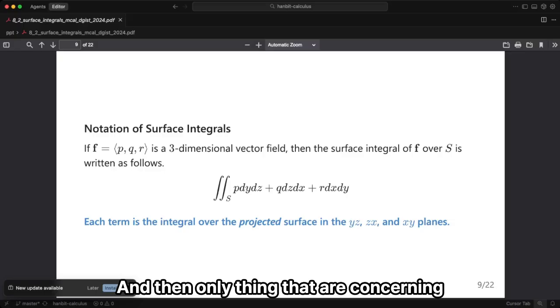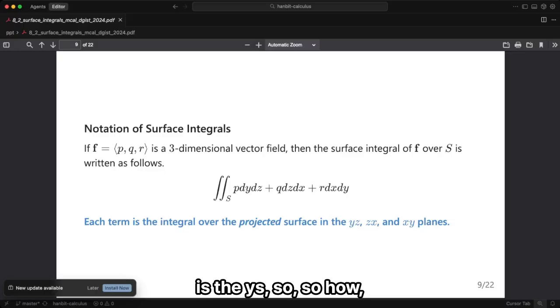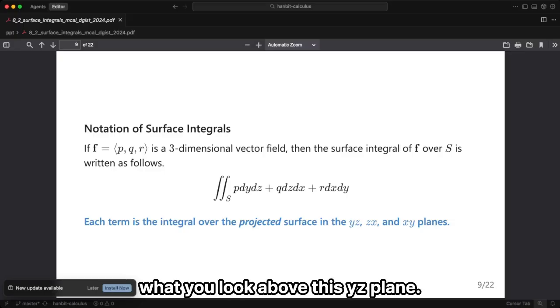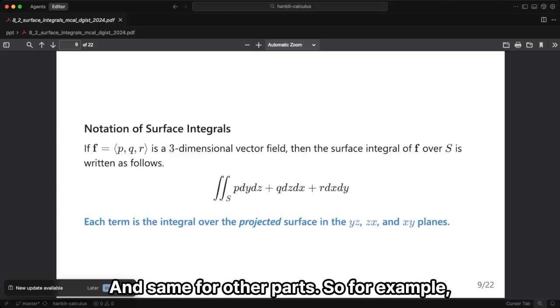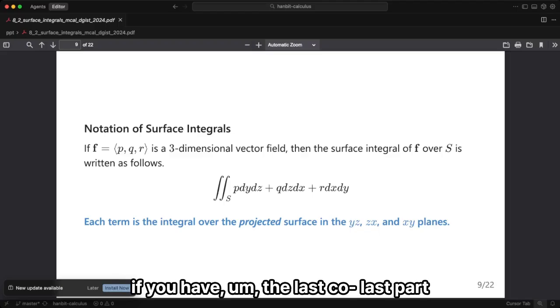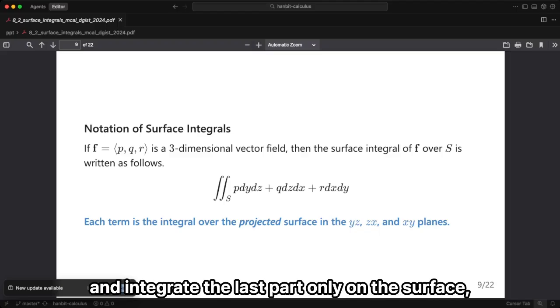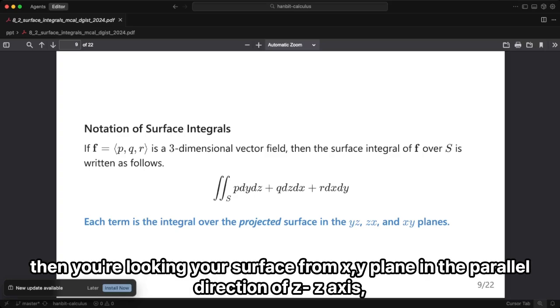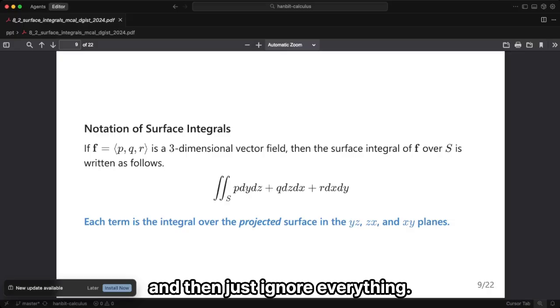And then the only thing that is a concern is the Y. So you look above this YZ plane, and same for other parts. For example, if you have the last part and integrate the last part only on the surface, then you're looking at your surface from the XY plane in the parallel direction of the Z axis, and then just ignore everything.